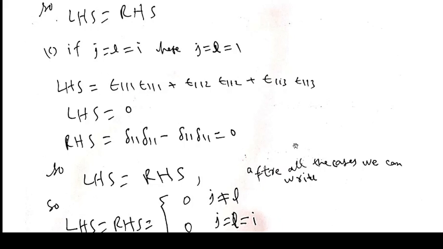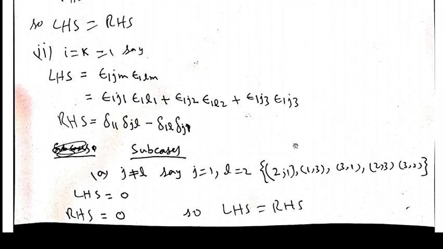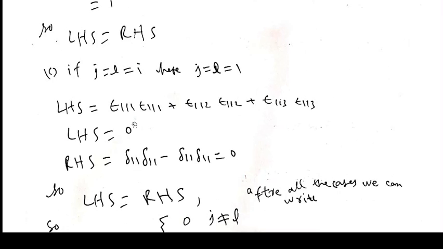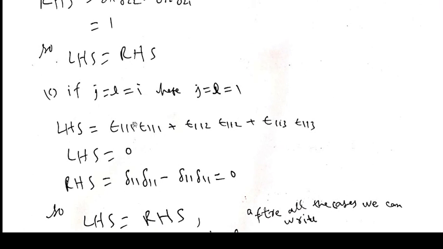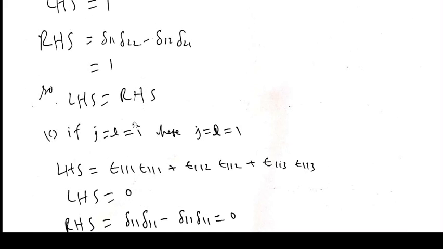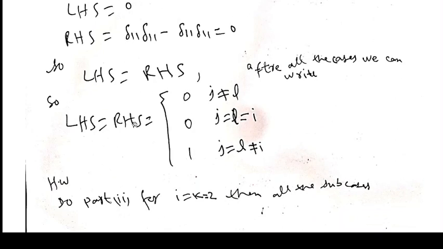So if we consider all the cases like this, that i is equal to k is equal to 2 and i is equal to k is equal to 3, and do all the process as I have done for the supposition i is equal to k is equal to 1, in all sub cases we have left hand side equals right hand side. Then after all this, we have concluded that our left hand side and right hand side are equal, and they are equal to this.